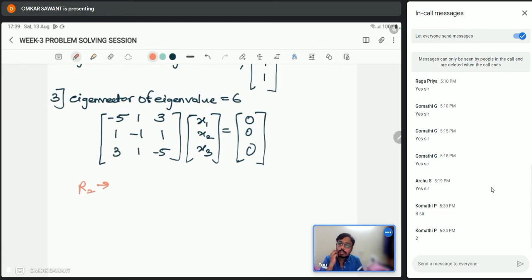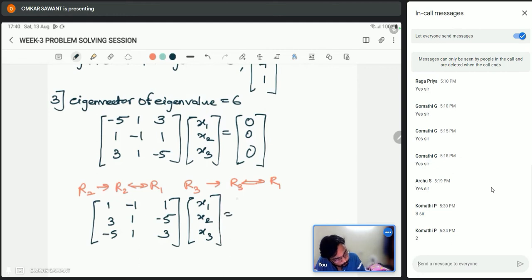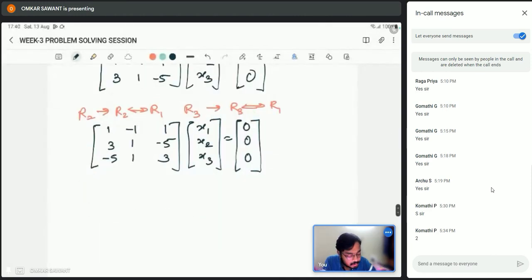What will be the operations? If anyone is finding any kind of difficulty in understanding, please let me know. There is nothing complicated in this. You have to just do basic mathematics.